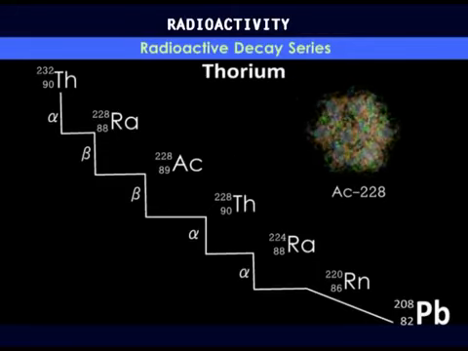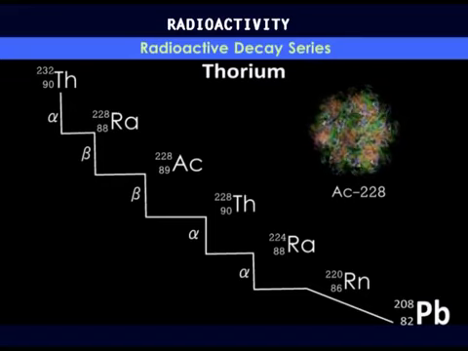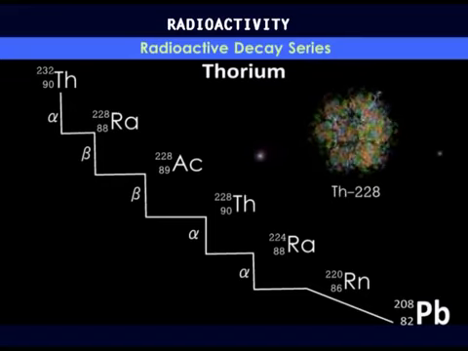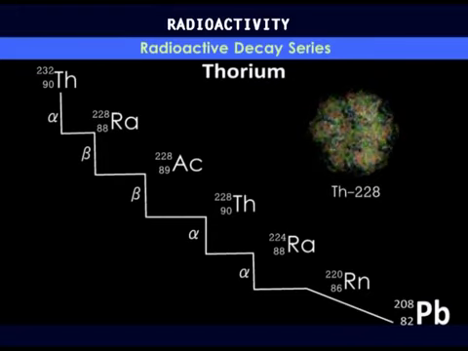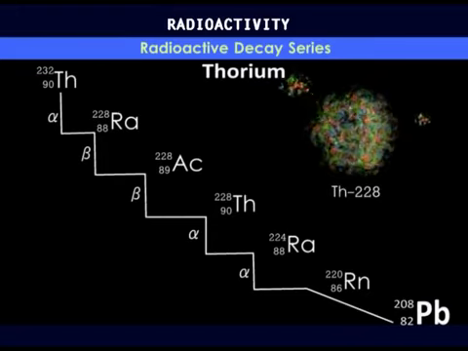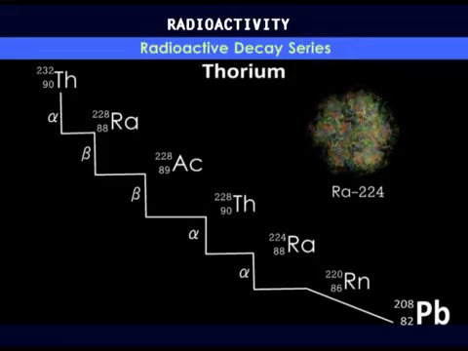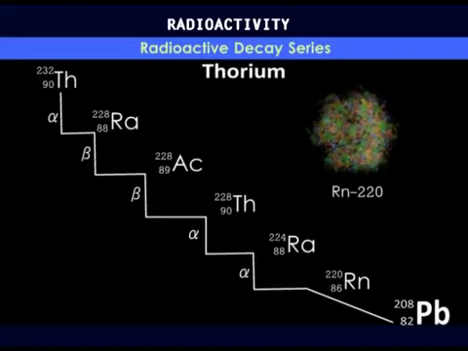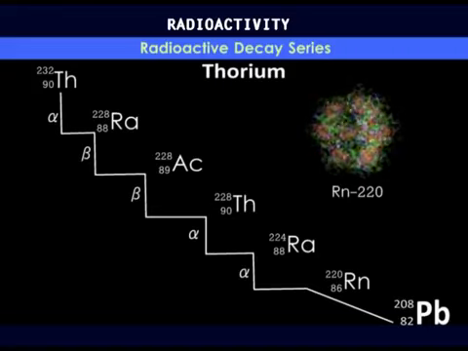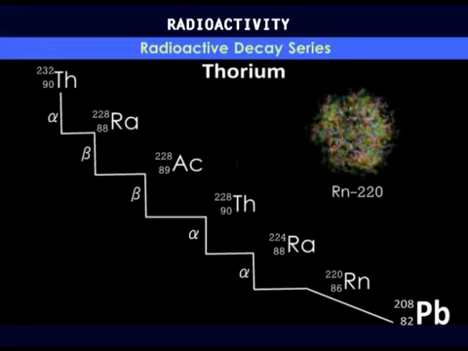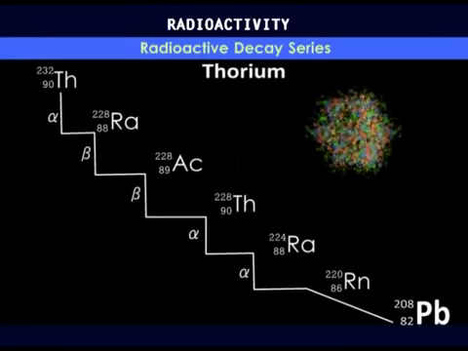Actinium-228 is unstable as well. It undergoes a beta decay to form thorium-228. Thorium-228 is also unstable. It undergoes an alpha decay to form radium-224. Radium-224 is also an unstable isotope. It undergoes yet another alpha decay to form radon-220. This decay series continues until we get a stable nuclide, lead-208.